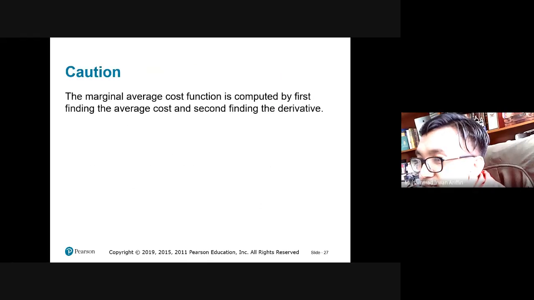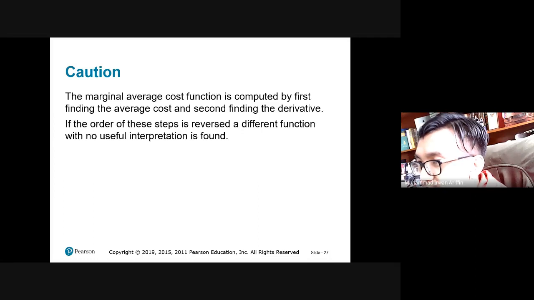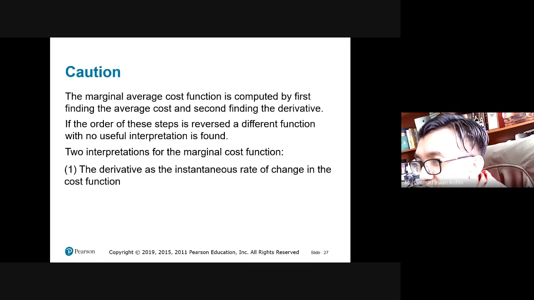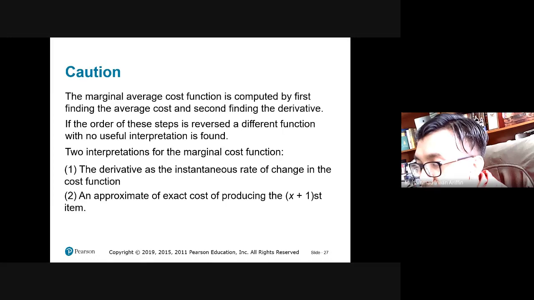So please beware that for the marginal average cost function, in order to find it, first you need to find the average cost, number one, and then you need to differentiate the average cost function to find the derivative. That derivative is the marginal average cost function. So there are two interpretations for the marginal cost function. The first one, the derivative, is the instantaneous rate of change in the cost function. And number two, it is an approximation of the exact cost of producing one more additional item. So there are two ways we interpret marginal cost.